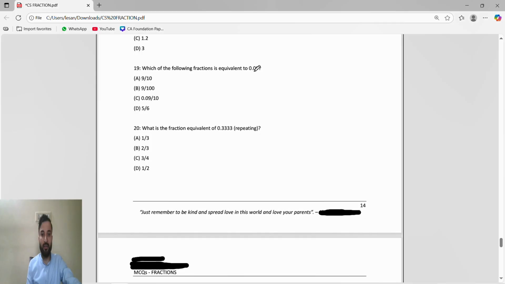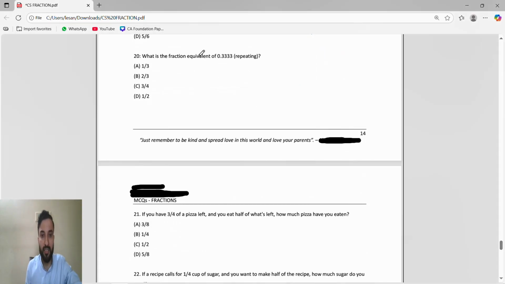Which of the following fractions is equivalent to 0.09? So I will remove this point. 2 digits are there, so 2 zeros will come. 9 by 100. Okay, we know this, right? If you remove this point, we'll see after the point how many digits are there. 2 digits. That means 2 zeros we will write.